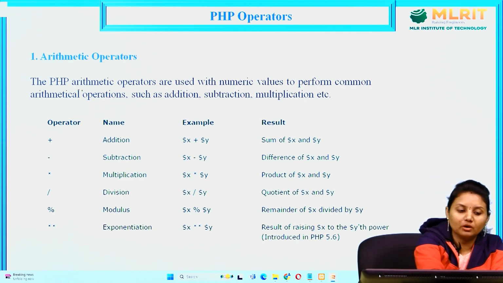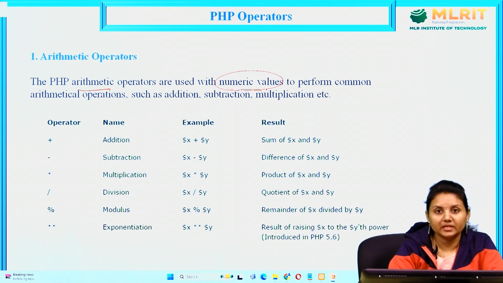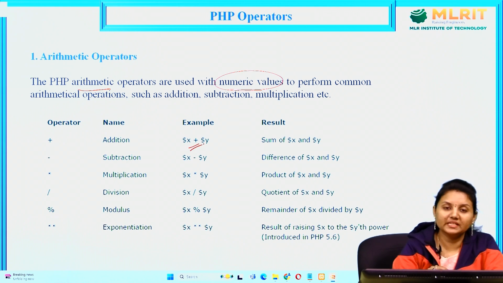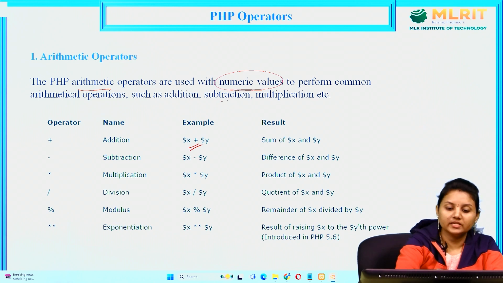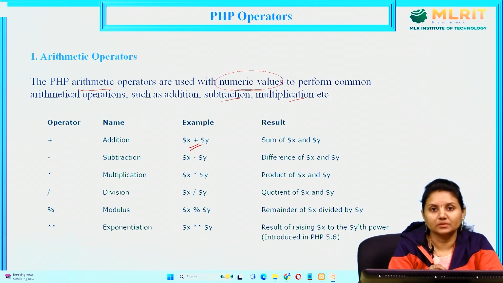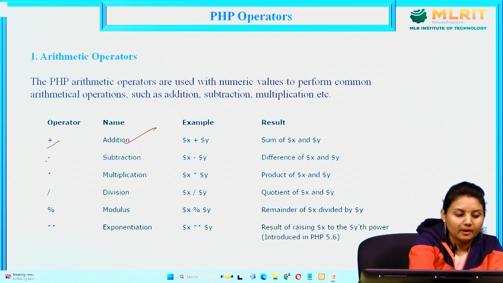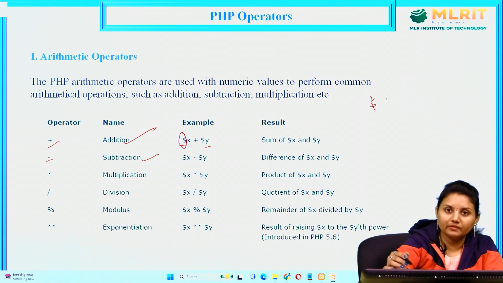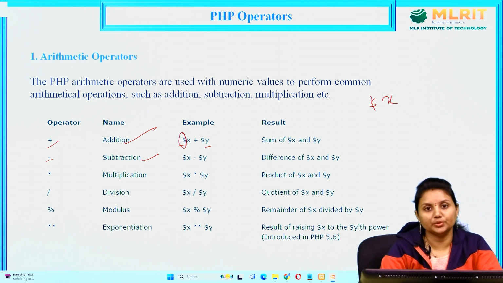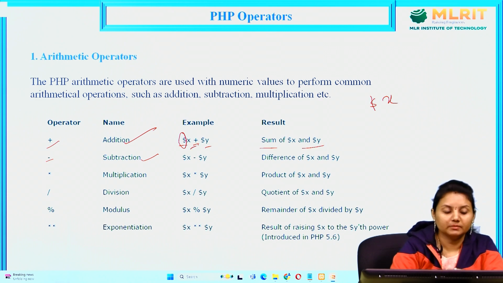PHP arithmetic operators are used with numeric values to perform common arithmetic operations. Addition can be done between two numbers. Addition, subtraction, multiplication, everything comes under arithmetic operators. Plus is for addition, minus for subtraction. This is the expression that we are going to give. The dollar sign defines the variable, which is defined using x, and plus gives the sum of x and y.